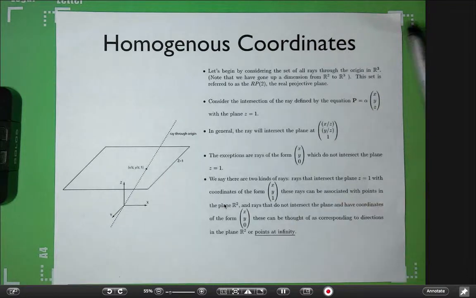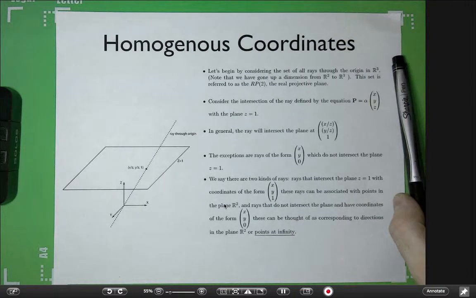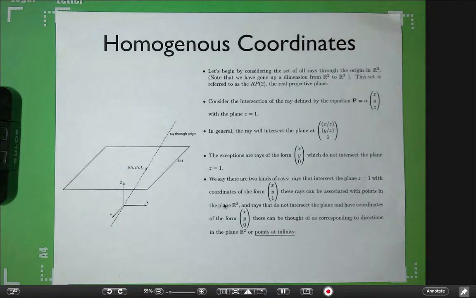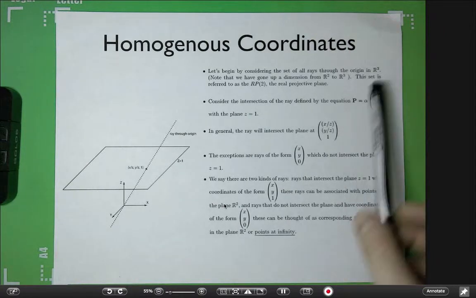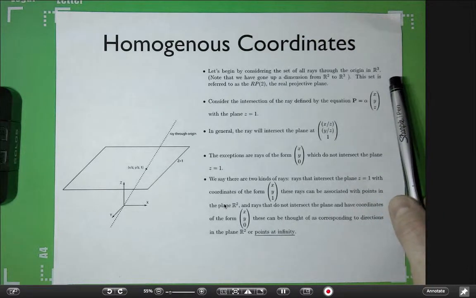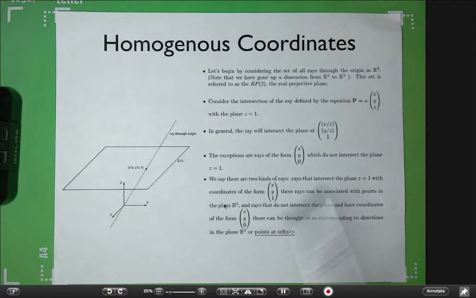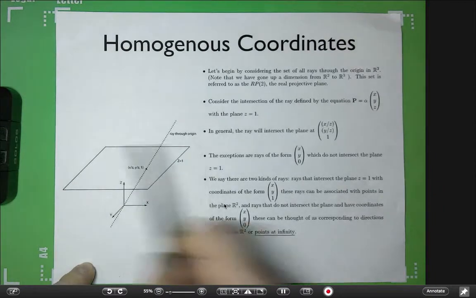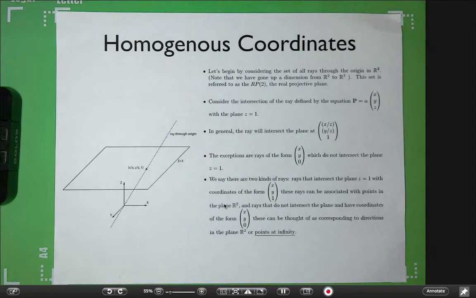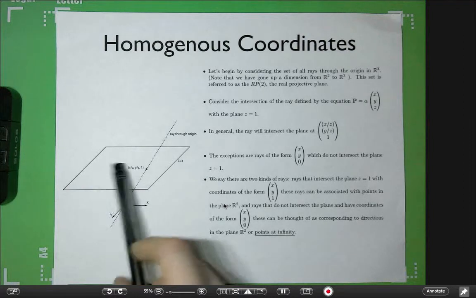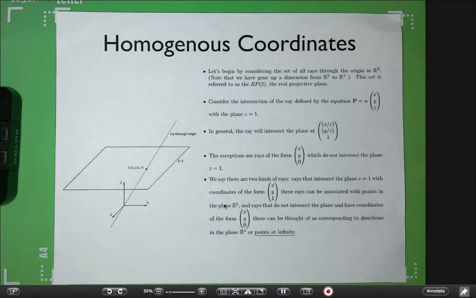So this is for R2. I'm trying to model the two-dimensional affine space. The main trick is to go one dimension up, to add an extra dimension. So if this plane is the plane of my R2, which I want to model, that's my affine space with points living in it, I will go one dimension up. I will add another dimension. So this x and y are the original dimensions of my affine space, and I will add a third one, the z.